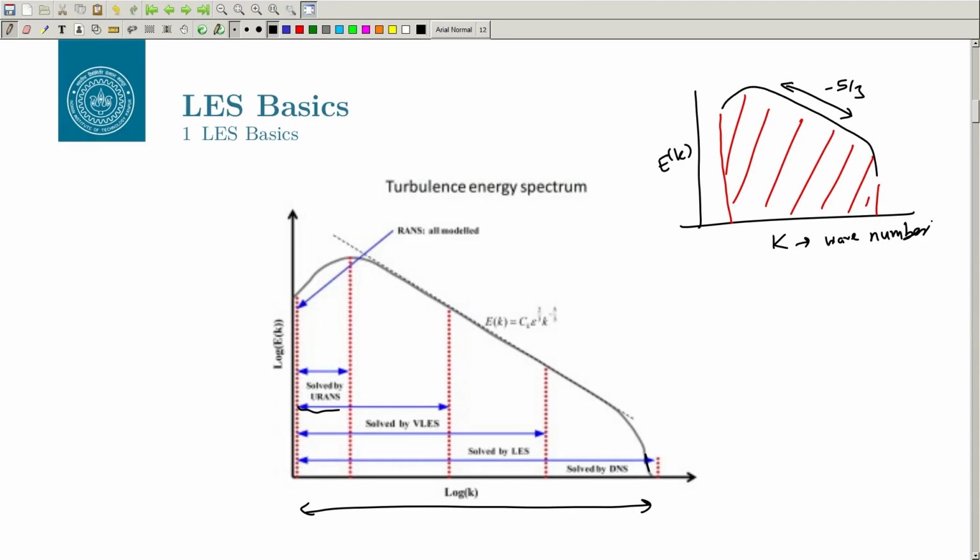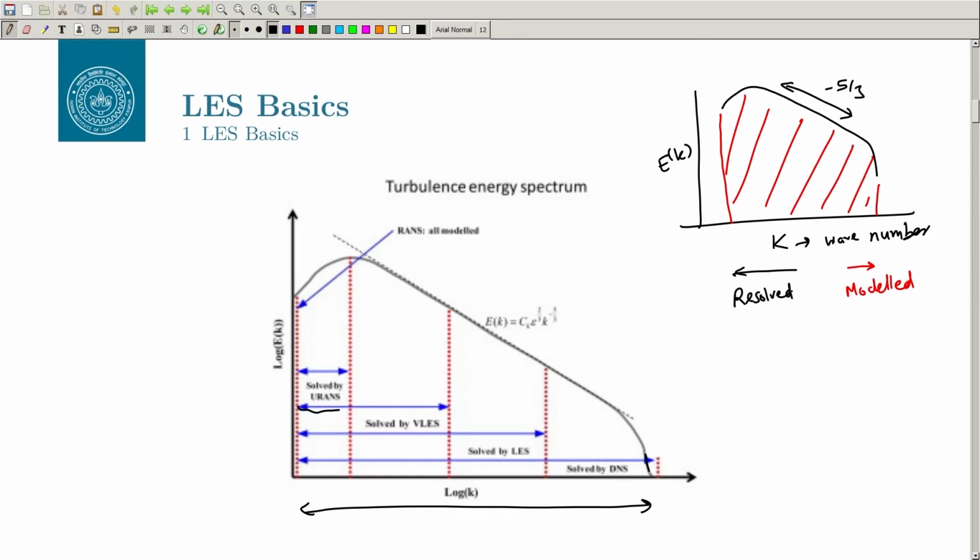When it is LES, you would be resolving the energy associated with large eddies, on the left side of this spectrum, but you will be modeling the very small eddies, which are on the right side of the spectrum. So this part is modeled and this one is resolved.